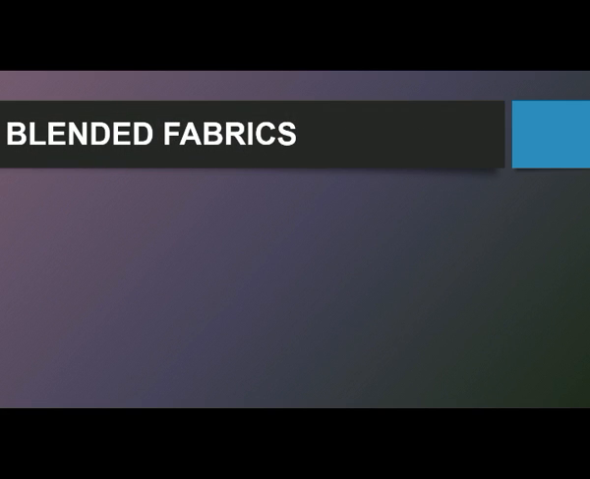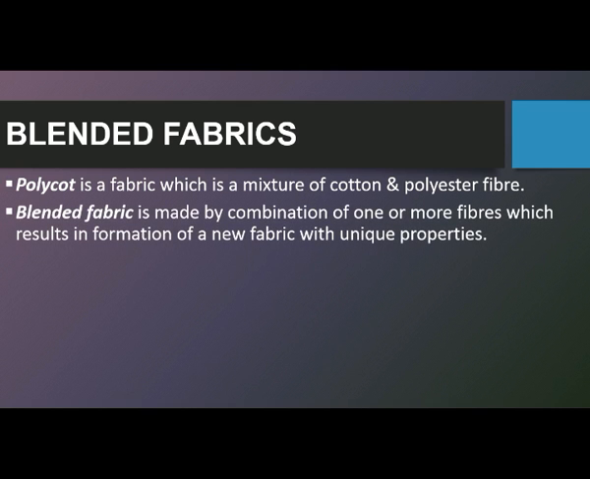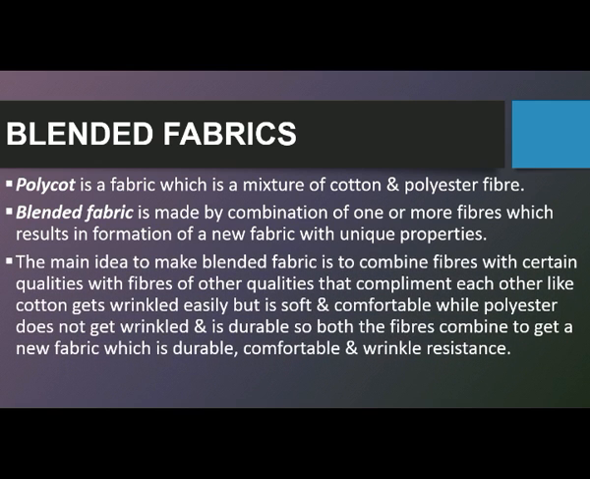Now the next topic is blended fabric. Polycot is a fabric which is a mixture of cotton and polyester fiber. Let us see what it is. Blended fabric is made by combination of two or more fibers which result in formation of a new fabric with unique properties. The main idea to make blended fabric is to combine fibers with certain qualities with fibers of other qualities that complement each other.